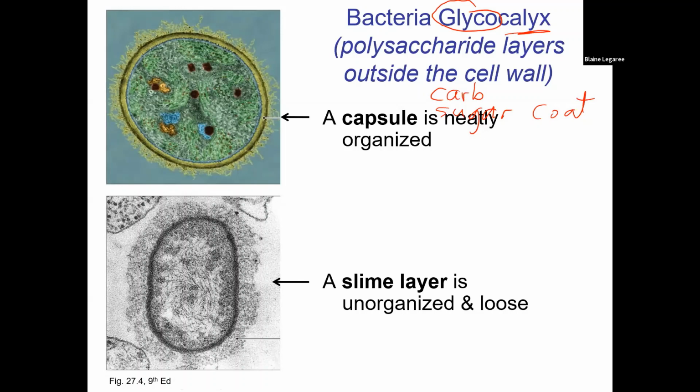Really, if you are studying it, you get to name it. But generally, capsules are more neatly and tightly organized, and slime layers are more goopy and spread out more. With organisms that have capsules and slime layers, you actually see this on a petri dish. The cultures are slimier, gooier, because these carbohydrates are getting shed off the outside of the layers of these organisms.